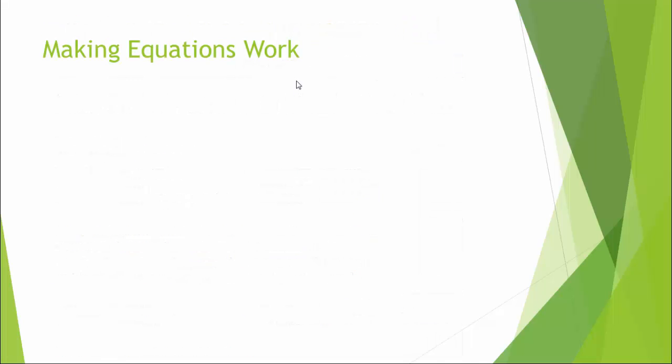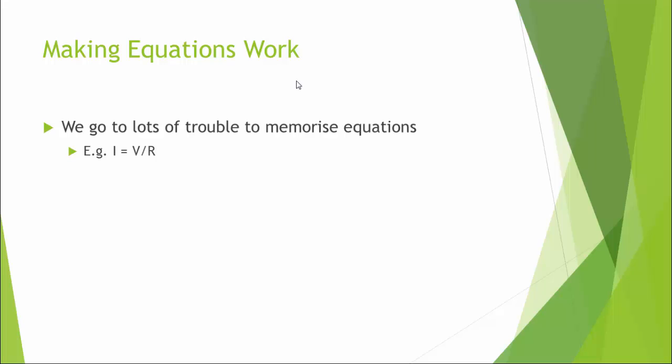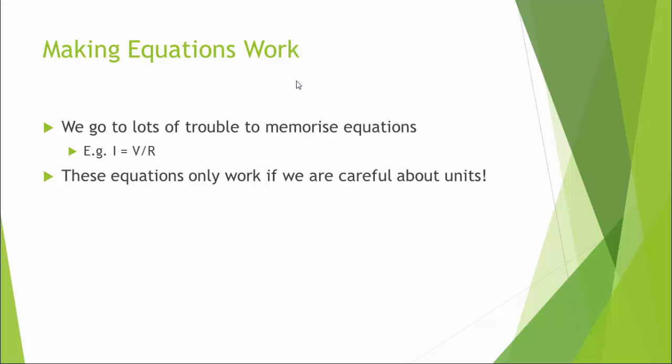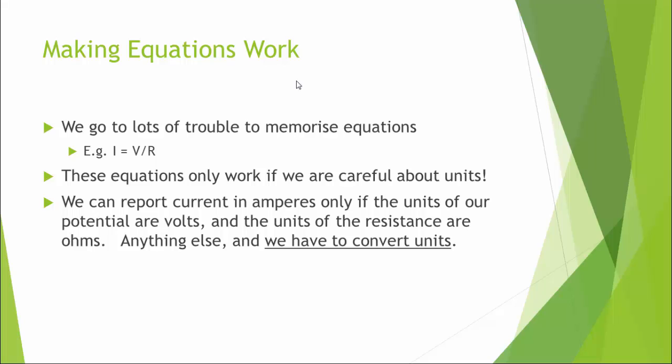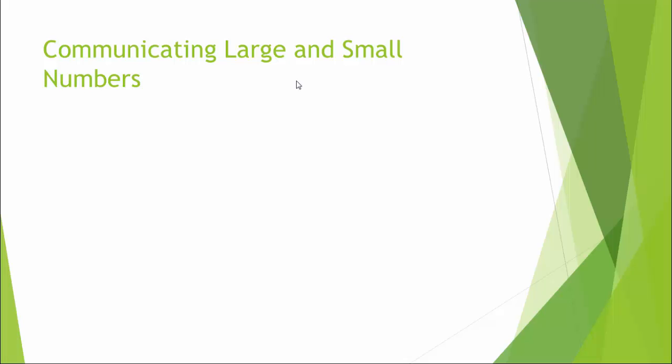So unit conversions are important. We need to be able to make those conversions effectively. Let's talk about Ohm's Law for a second. We all know now that I is equal to V divided by R. In fact, that equation only works if we're careful about our units. So current's only equal to potential divided by resistance exactly if our units are amperes for current, volts for potential, and resistance in ohms. If we're given any other units, we can't use our equation as is.